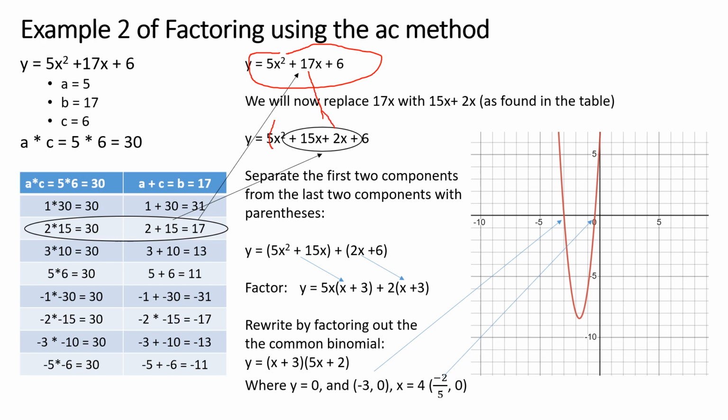And now I'm going to separate the first two from the last two. In 5x squared plus 15x, I pull a 5x out of that. That leaves me x plus 3. I can pull 2 out of this one, 2x plus 6. That leaves me x plus 3. And look, I've got x plus 3 in both of these. So when I finally factor this out, this is going to be equal to 5x plus 2 times x plus 3. And I graph that, this is what I get.